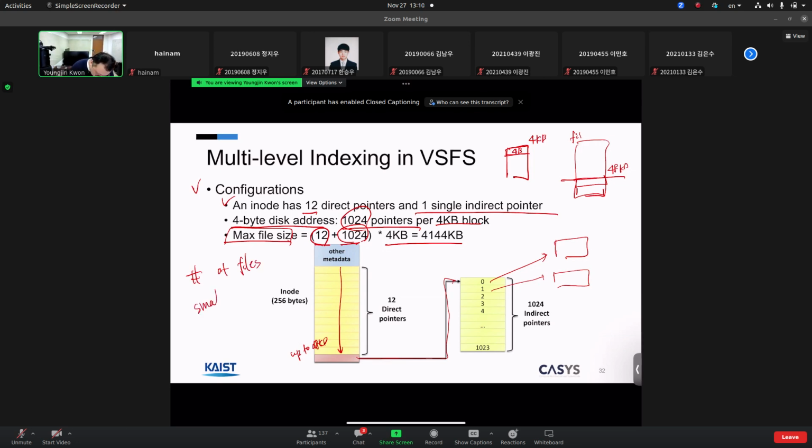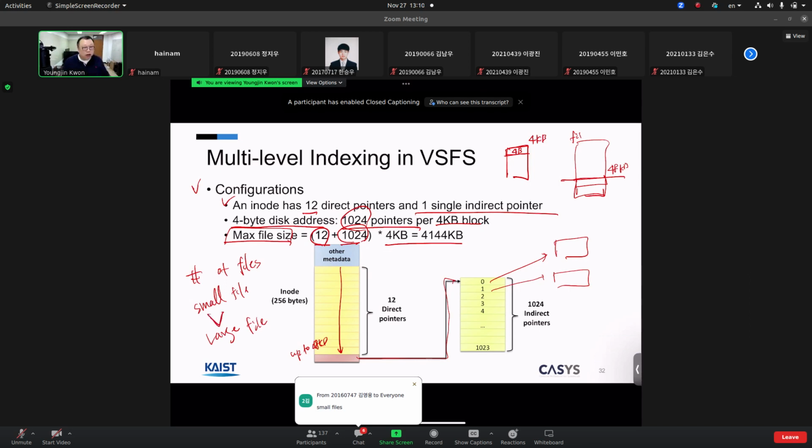small files, large files, which one has more in terms of number? Which one is dominant in a file system? Small files, a much larger number. So effectively, this scheme, embedding the index block into the inode, works for many small files. So it is good engineering.